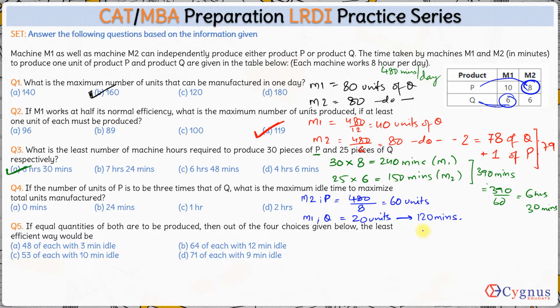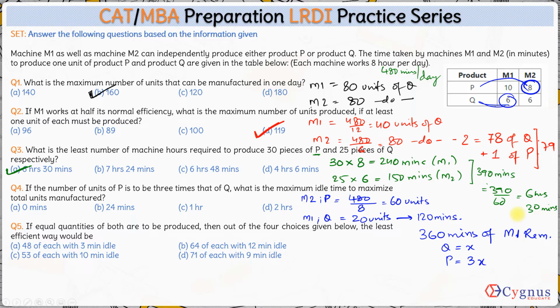Now still we have 480 minus 120, 360 minutes remaining. That means we can manufacture some more Q and P's. Fine. Sorry, this is M1. 360 minutes of M1 are remaining. Now let's say the number of units of Q produced is x and that of P produced is 3x. This is being produced by M1. We can make some more units of P and Q.